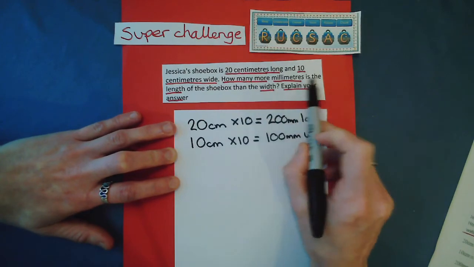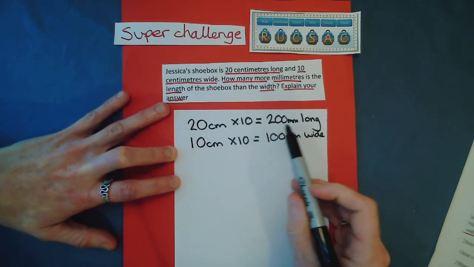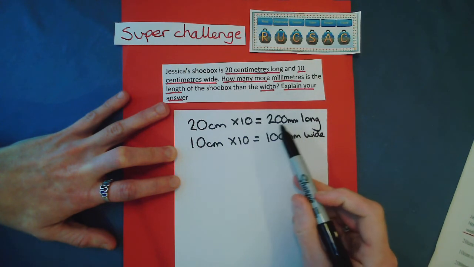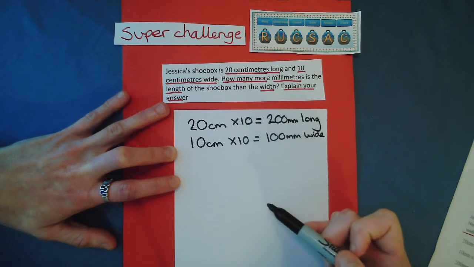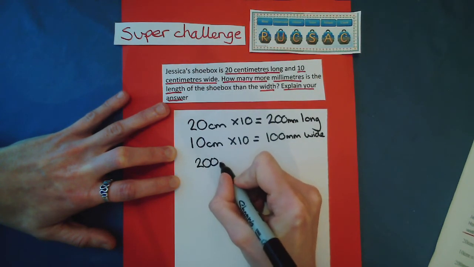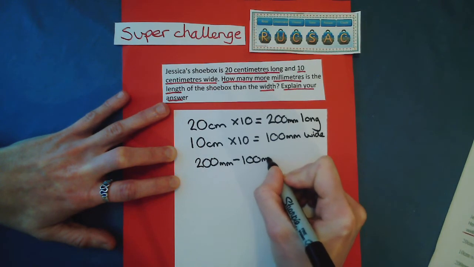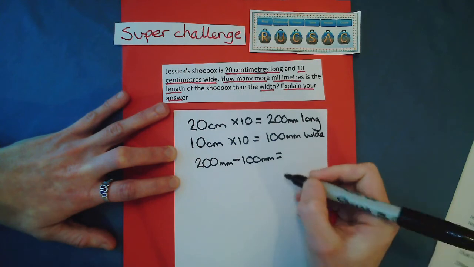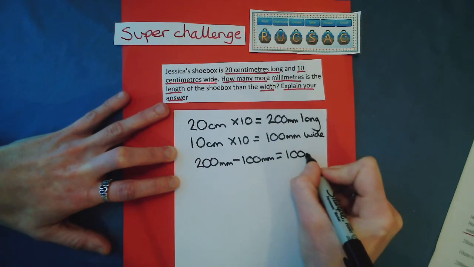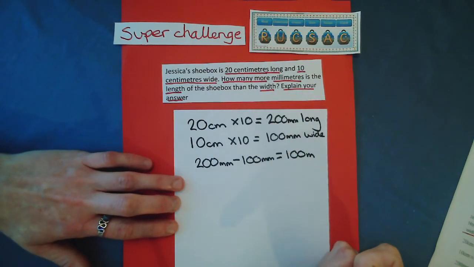How many more millimetres is the length than the width? So it's 200 millimetres long and 100 millimetres wide. So we need to know how much longer it is than it is wide. So let's do 200 millimetres, take away 100 millimetres. 200 take away 100, year 4? Good job, 100 millimetres. And now we need to explain our answer.